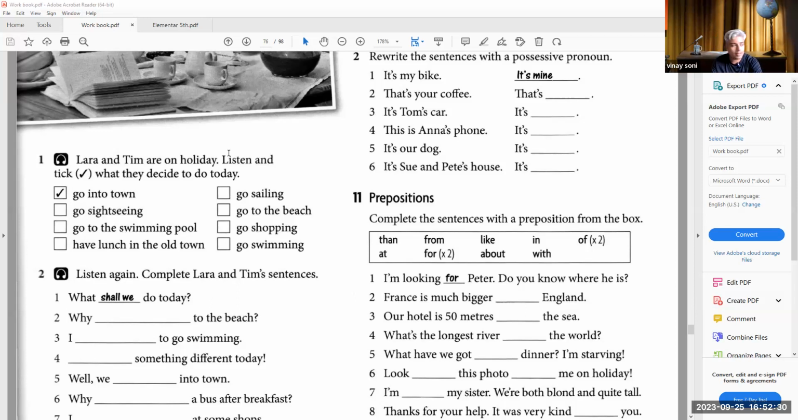Why don't we catch a bus after breakfast? We can have a look at the town center. Okay, I hope you understand this sentence. Have a look at the town center.